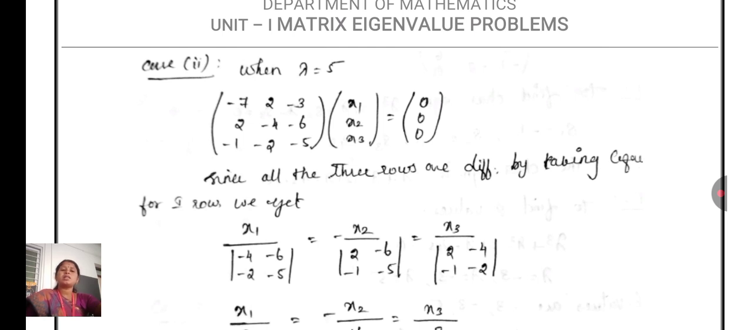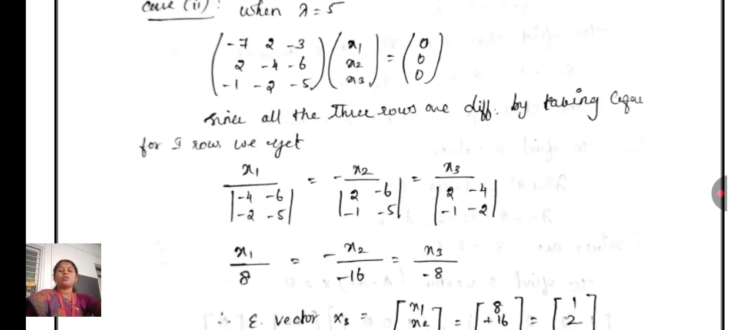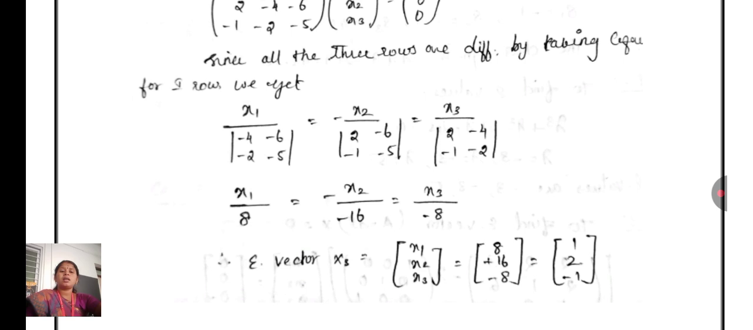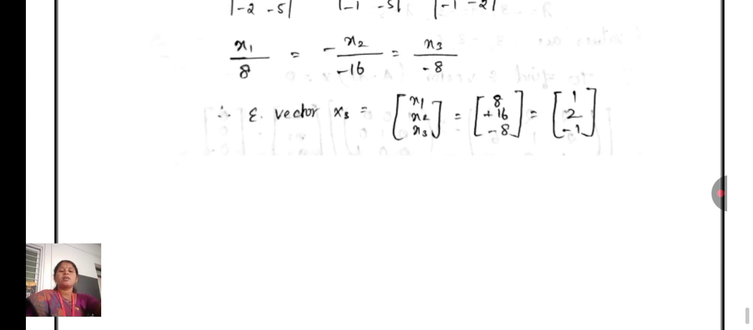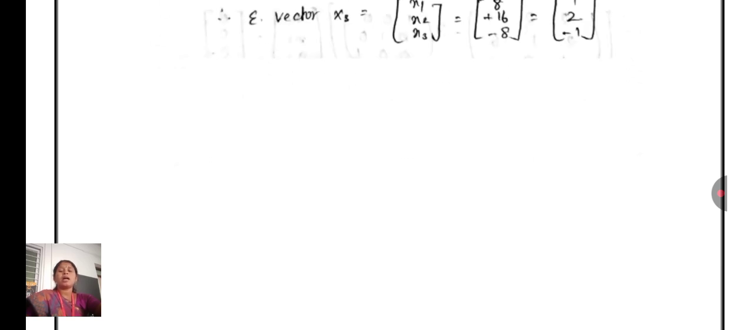Here, since all three rows are different, we can as usual take a cofactor for any one of those three rows. Let us take the cofactor for the first row. We get the eigenvector x1, x2, x3 as 8, 16, -8, that is 1, 2, -1. Likewise we can calculate the eigenvectors for the corresponding eigenvalues.